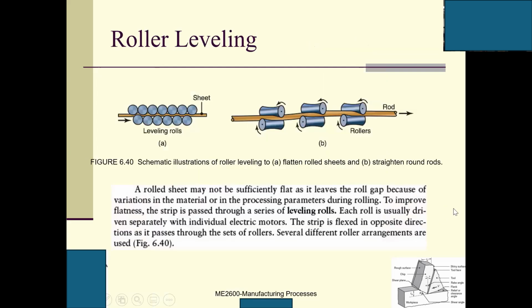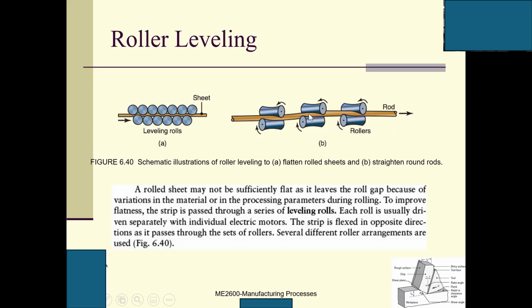So this is roller leveling, a flattener. These are rollers. There are many rollers here. Here is a flattened rolled sheet. There are so many rollers. This is the raw material. This is the final product. So here is a straightened round bar, a round rod. This is a round rod.